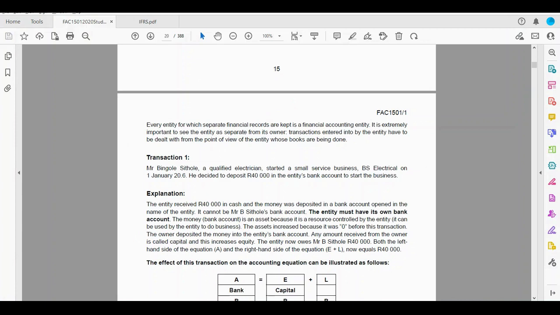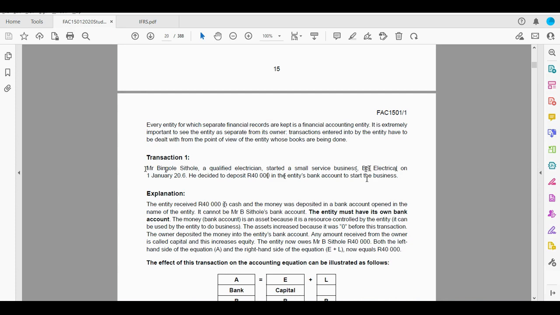Okay, guys, let's now look at the examples. Like I said, I've got an old tutorial letter here. If any one of you has a more recent tutorial letter, please do share it with me so that I can work on the most recent one. But these examples are still relevant. So let's look at the first one. Mr. Bingoles Chole, a qualified electrician, started a small service business, BS Electrical, on 1 January 2006. He decided to deposit 40,000 into the entity's bank account to start the business.